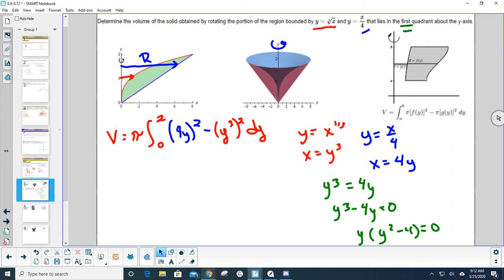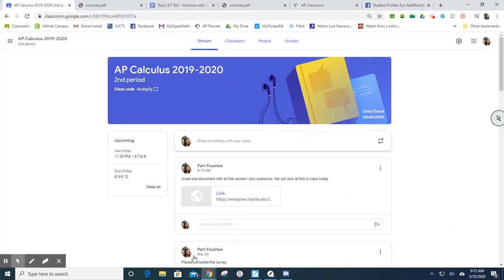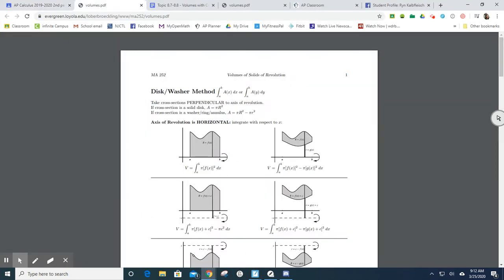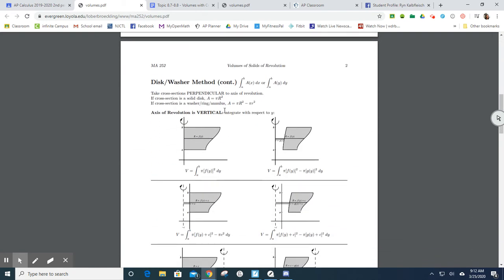This is from this paper. Remember how I told you about your one-stop shop? So the problem I was just looking at was this guy down here. I'm going about the y. I am away from the y. So this is what I'm using. So these are just examples.